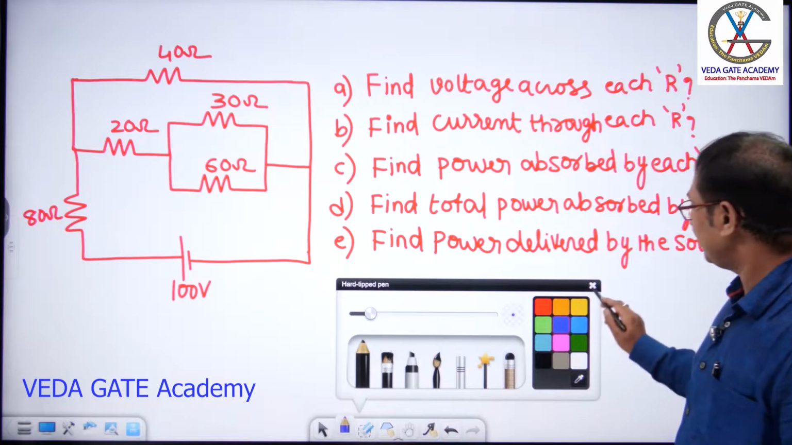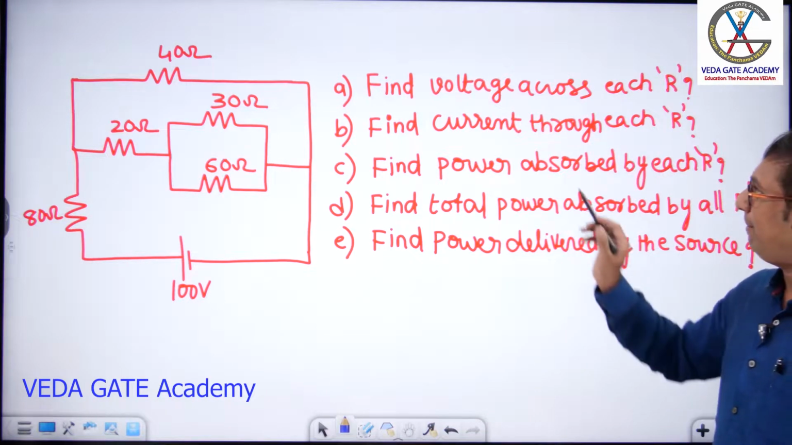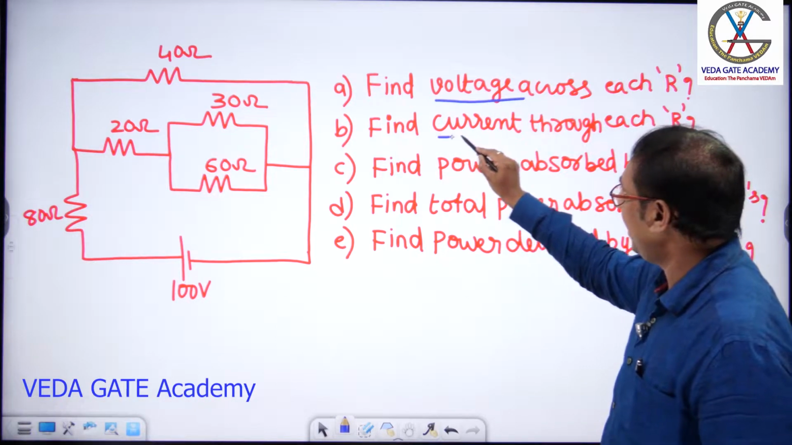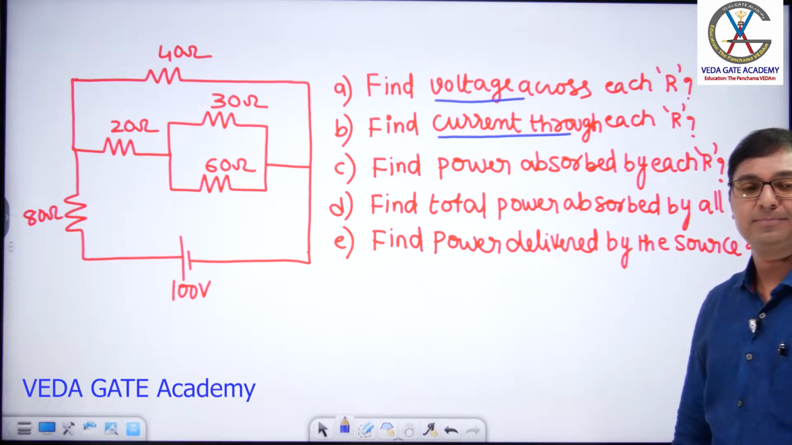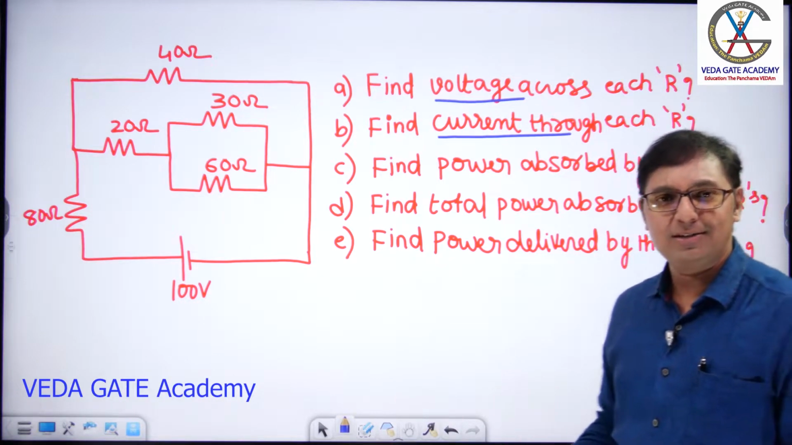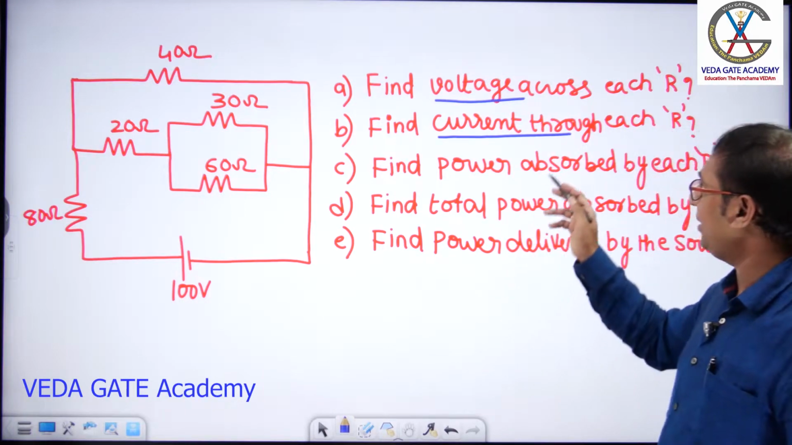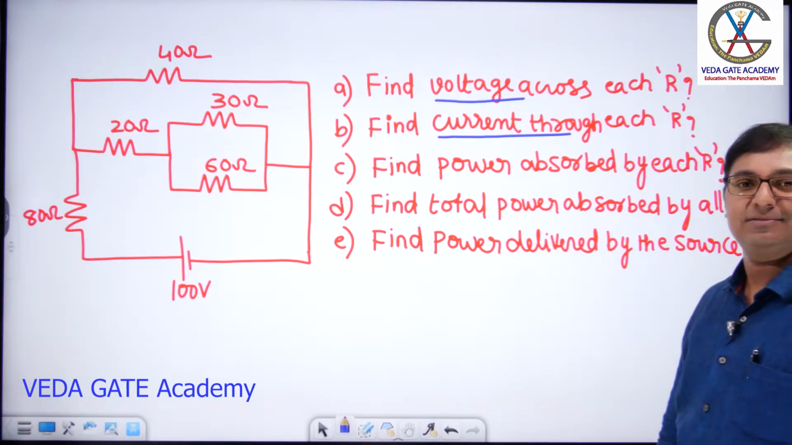Students, observe please. Same structure, but here question A is changed. Find voltage across each R first. Find current through each R. No mesh, no nodal. Voltage division, current division. To find current first, current division. To find voltage first, voltage division.